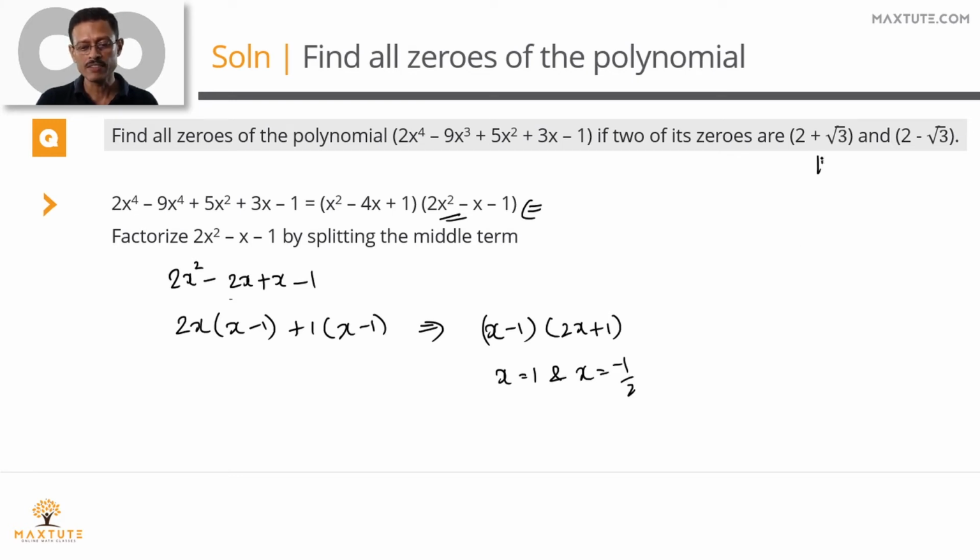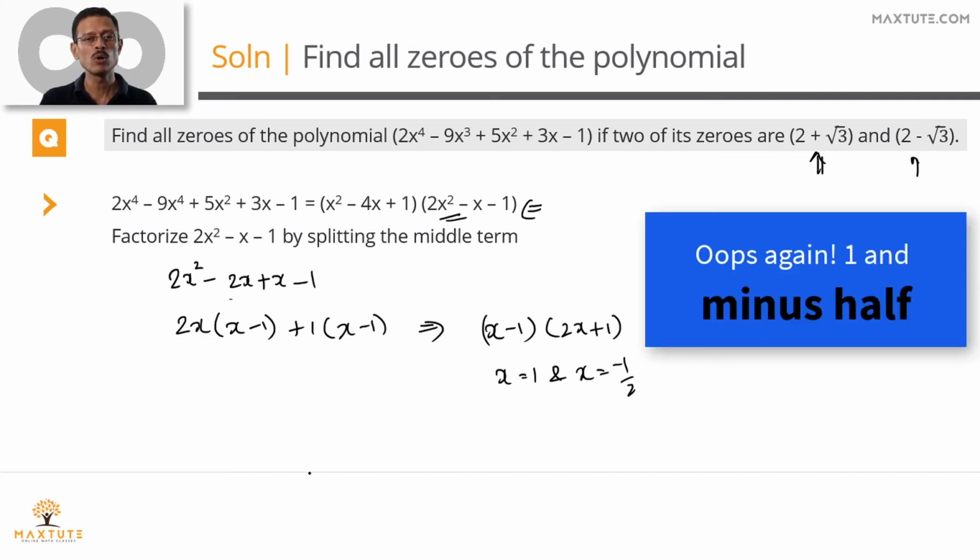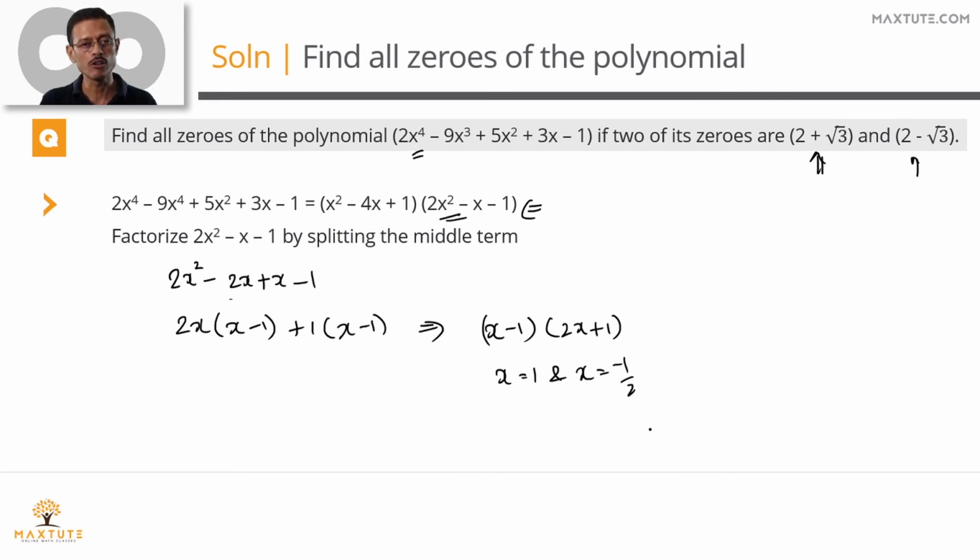We knew that there were two zeros earlier, which were 2 plus root 3 and 2 minus root 3. We found out two more zeros, which are 1 and minus half. It's a power 4 equation. It has to have 4 zeros. We have found out all 4 of them.